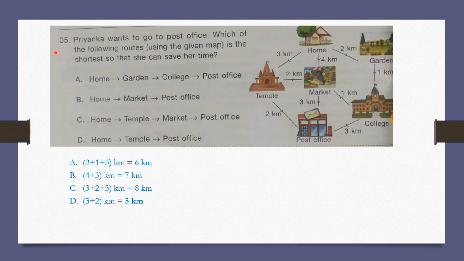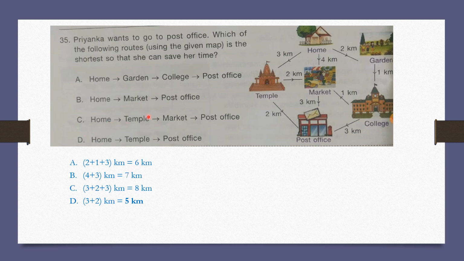Question number 35. Priyanka wants to go to post office. Which of the following route using the given map is the shortest so that she can save her time? Let's calculate the length of the route for each of the option. Home to garden 2 km, garden to college 1 km and college to post office 3 km. So total is 6 km. Now home to market 4 km, market to post office 3 km. So total is 7 km.